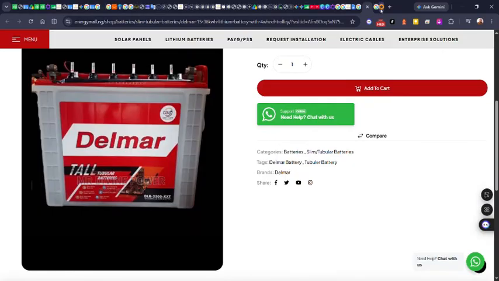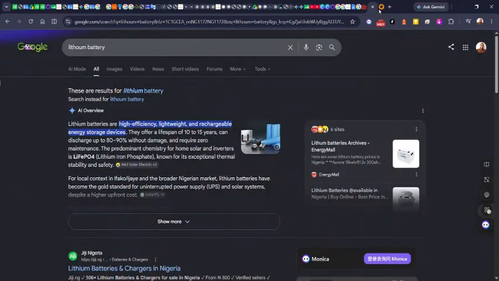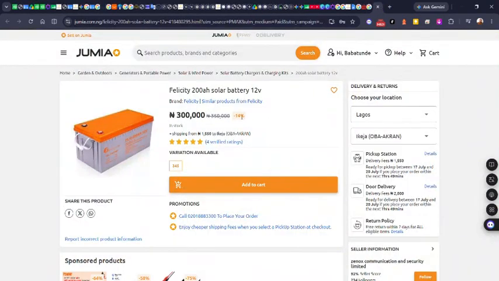So the second battery is the lead acid battery. This Felicity battery here is the lead acid battery. It is also known as the dry cell battery. And also we have lithium batteries.